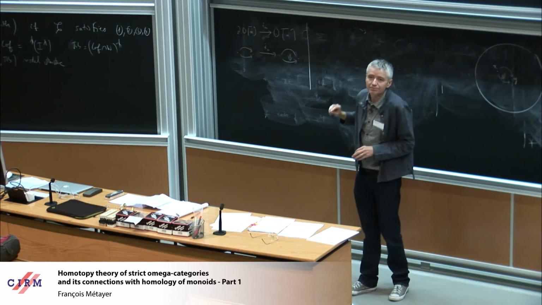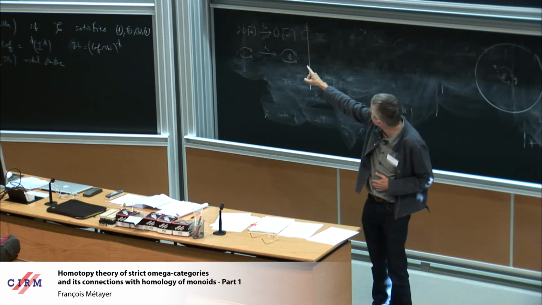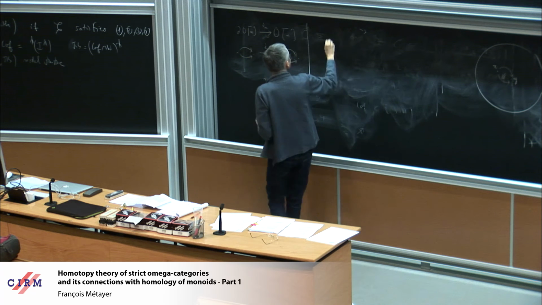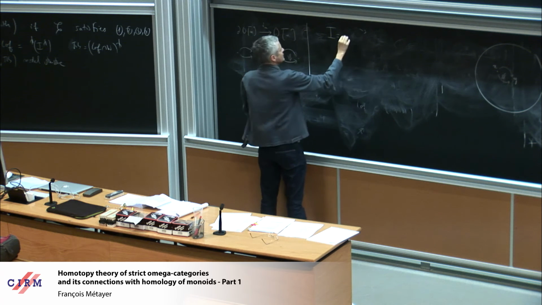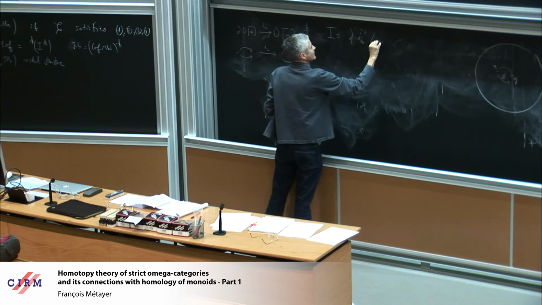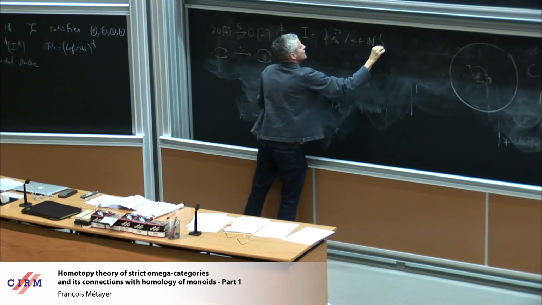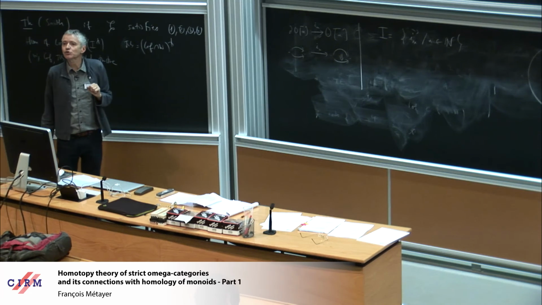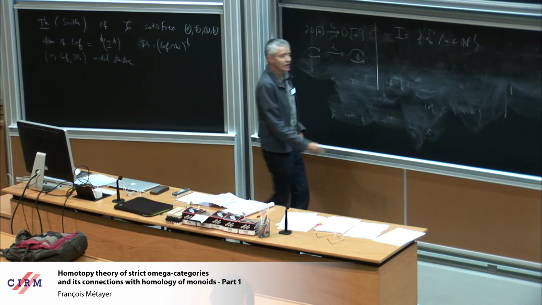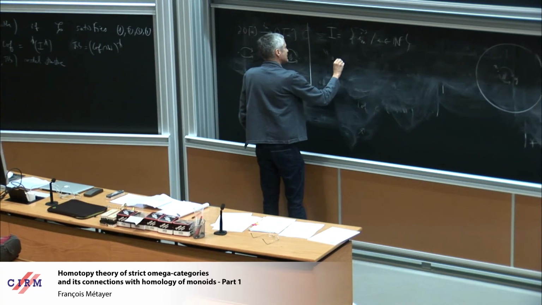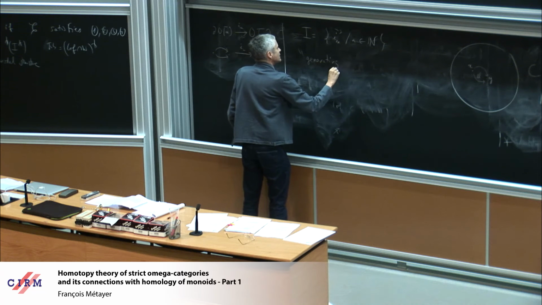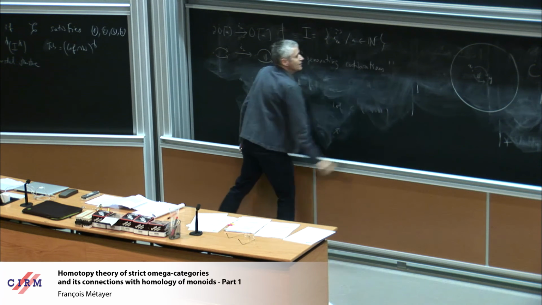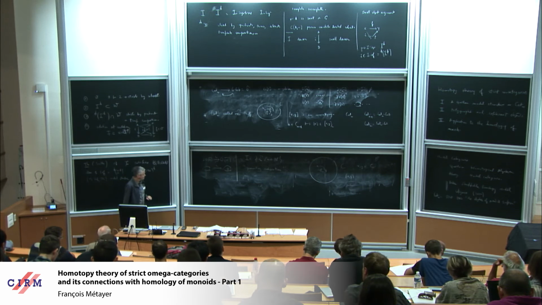The first part of the model structure is, according to Smith's theorem, to pick an I, and I is simply this set of morphisms. Okay, so those will be the generating cofibrations in omega cat. Okay, so that's good.